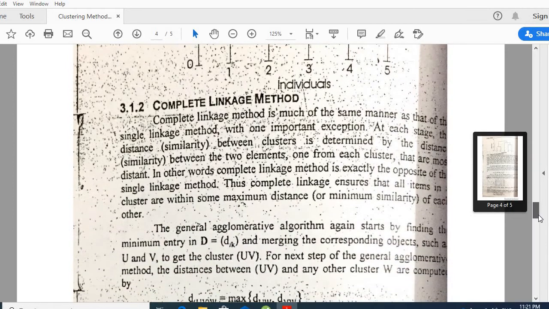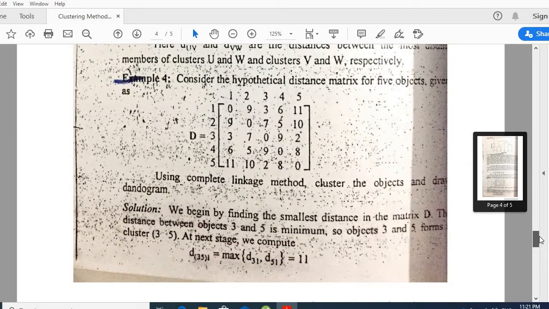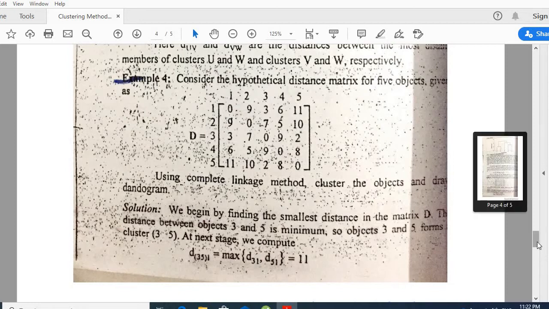Here we have to observe the minimum distance, and then we combine the individuals and take the maximum distance between individuals. It is a matrix of distances between 5 individuals. The minimum distance here is between objects 1 and 3, which is 3. Now we will combine 1 and 3. Between 3 and 5 the minimum distance is 2. So we will combine 3 and 5 and we rearrange the matrix of distances.